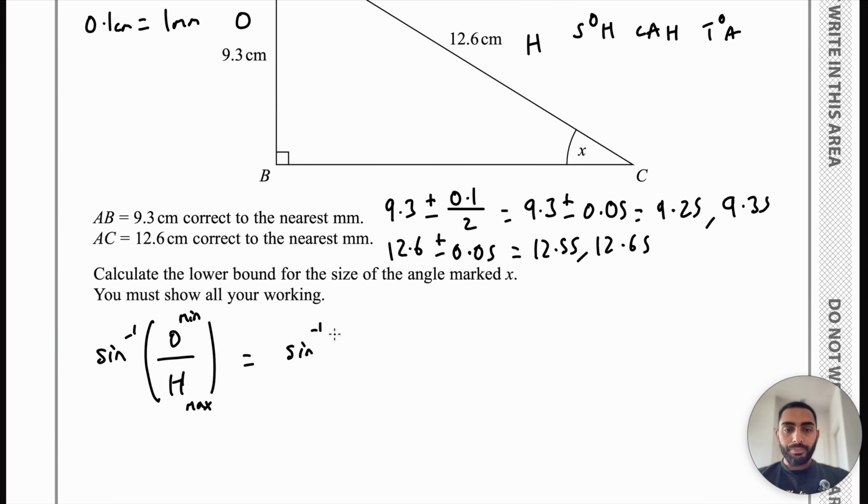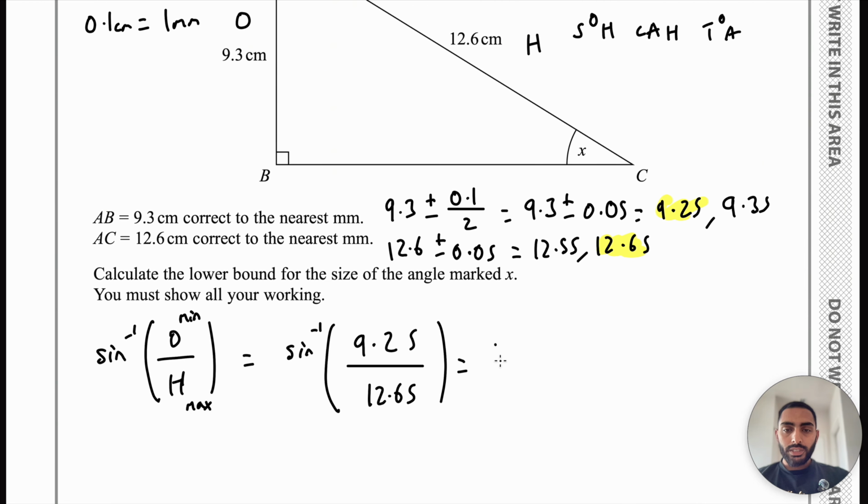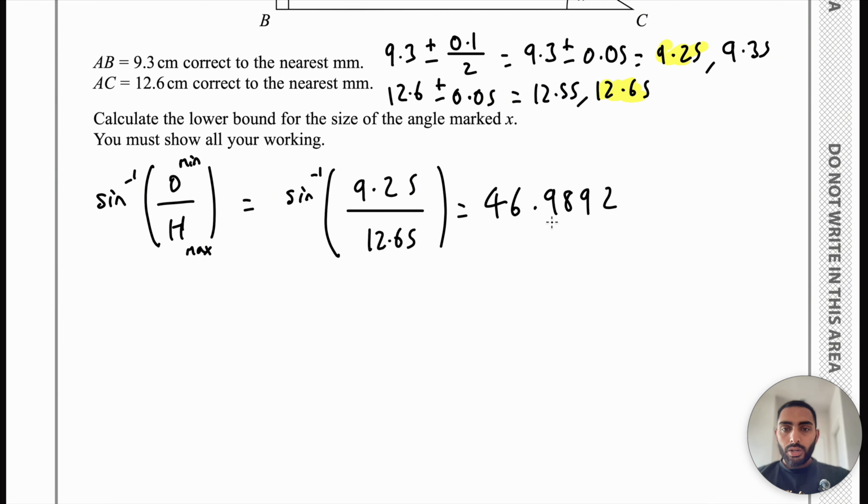So the inverse sine of the lower bound of my opposite, which is 9.25, that's that one. And I'm going to use my upper bound for my hypotenuse. So that's 12.65. Just type that in. So the inverse sine of 9.25 over 12.65. And that gives me 46.9892. I'll just round this to one decimal place. So I'm looking after the 9. That 8 is telling me that I need to round up. So that's going to go to a 0, and I need to carry 1 into my unit. So it's going to become 47.0, and that's in degrees to one decimal place.